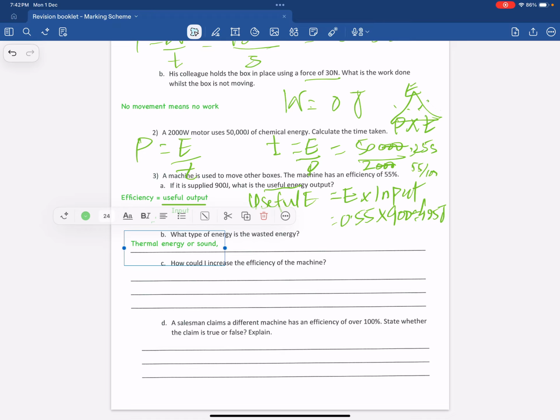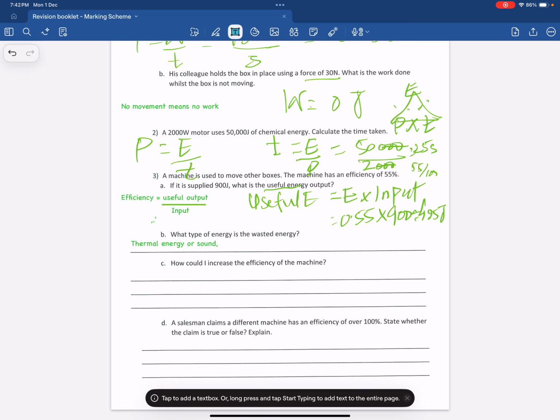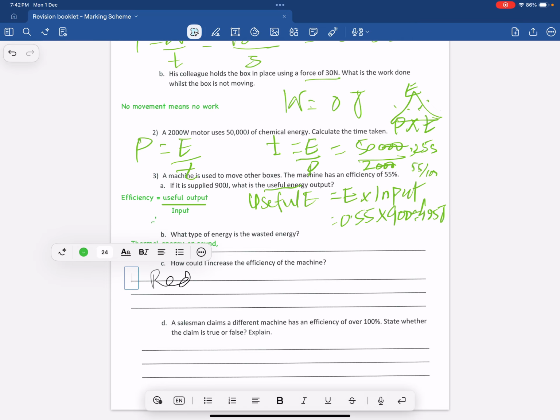Now next question here. How could I increase the efficiency of the machine? Now this is a thing again we discussed in the unit test. If we are talking about the efficiency of the machine, there are a few points which you need to know here. Either we say reducing friction, so I write here reducing friction, or we can say, if we can improve the design, still improve. Oh, sorry.